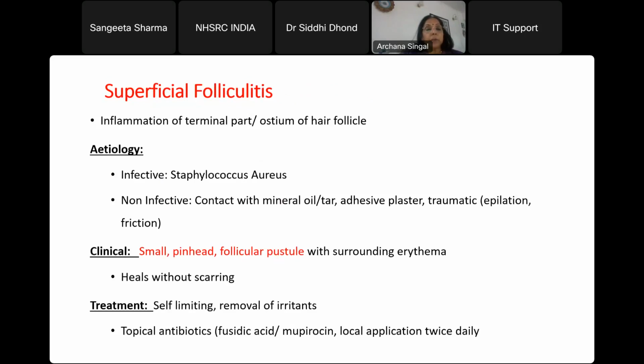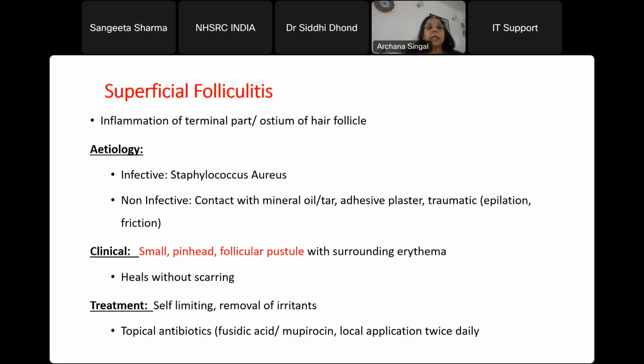So superficial folliculitis, as the name suggests, is the inflammation of the terminal part, the infundibulum or the opening, of the hair follicle. It is caused by Staphylococcus aureus, but it can also be non-infective, say contact with oil when you massage with it. But if it is very superficial, it can also be traumatic. Clinically, it appears as small pinhead follicular pustules with surrounding erythema, and they heal without scarring. So superficial infections, all of them, will heal without scarring because they are present only in the epidermis.